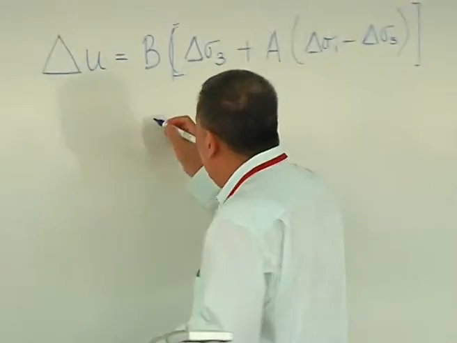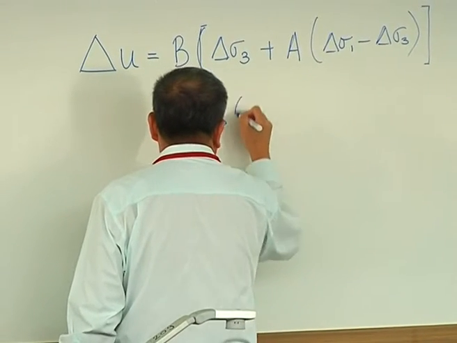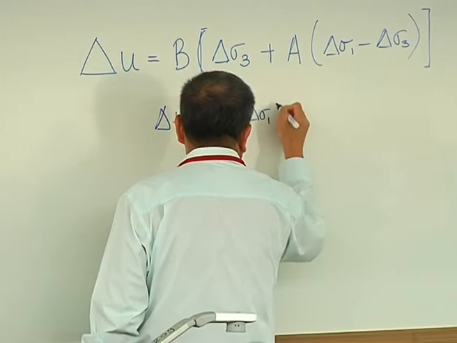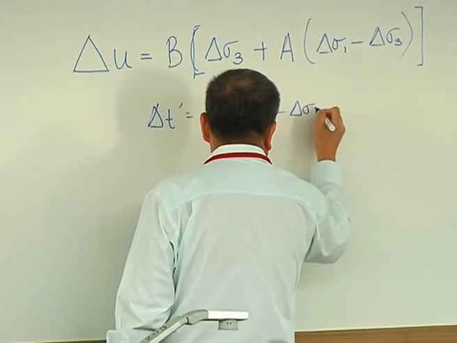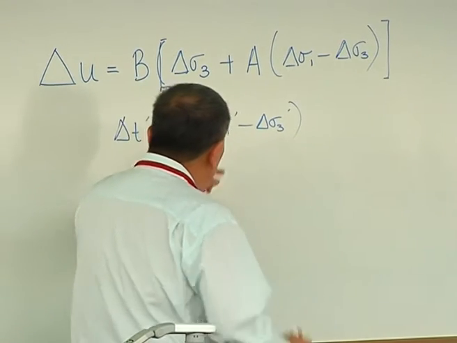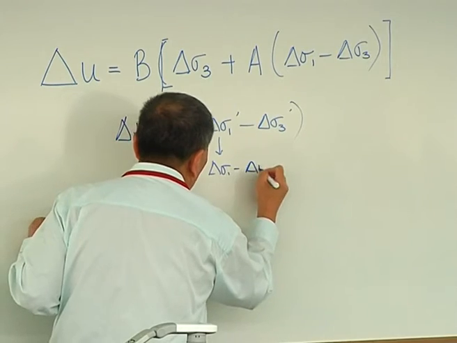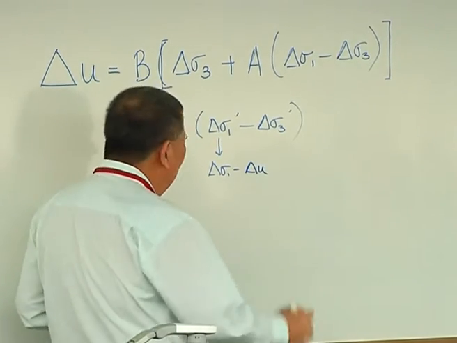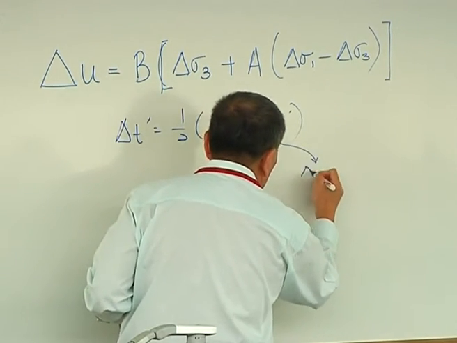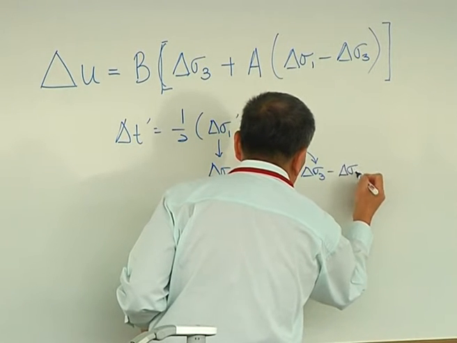Okay. Delta T dash equals half of delta sigma 1 dash minus delta sigma 3 dash. Agree? According to the thing. But this is delta sigma 1 minus delta U. This is delta sigma 3 minus delta U.